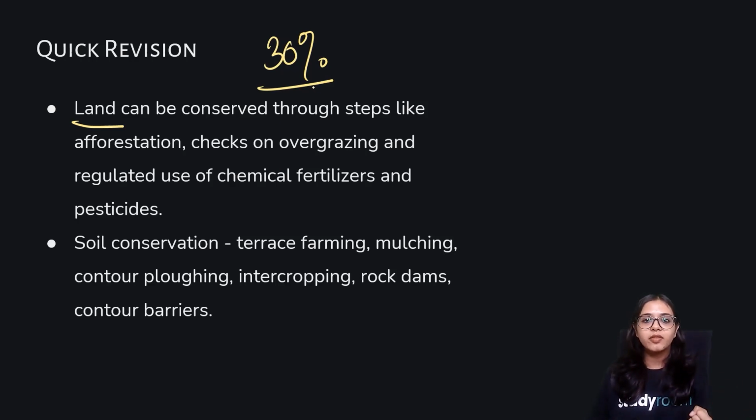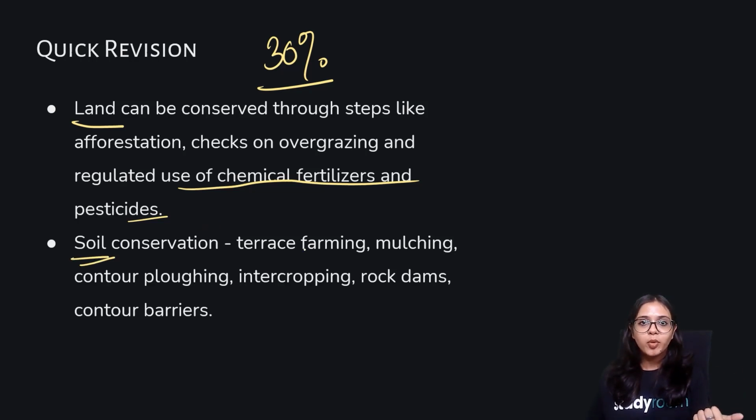So we have to conserve land, and we can do it by steps like afforestation, by checking overgrazing, by ensuring that cattle graze on different pieces of grazing land, and by regulated use of chemical fertilizers and pesticides. The second important natural resource that we learned about was soil. So soil is also very important for us.